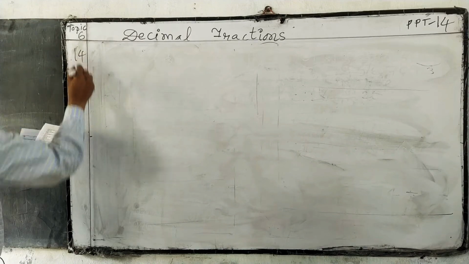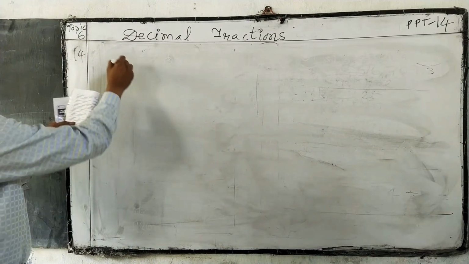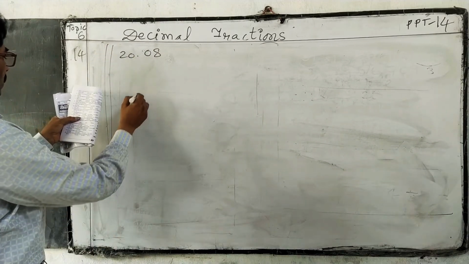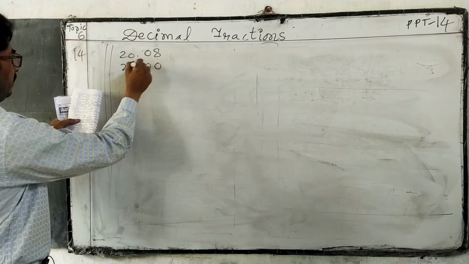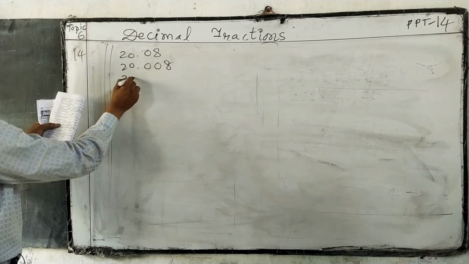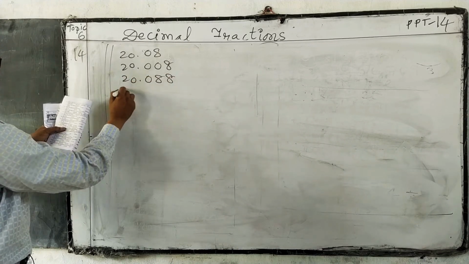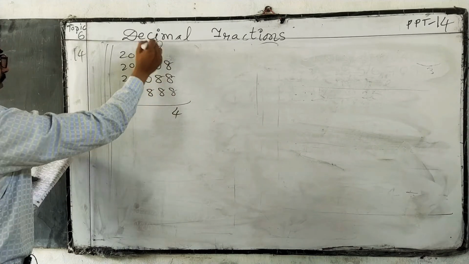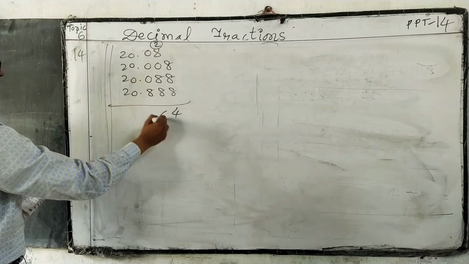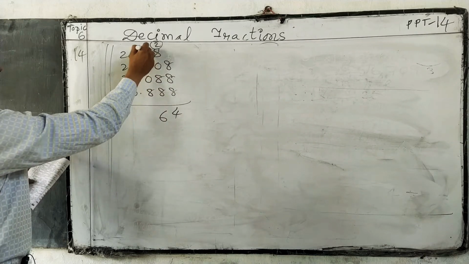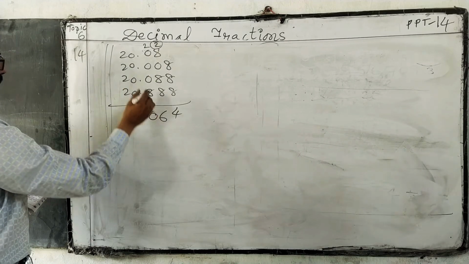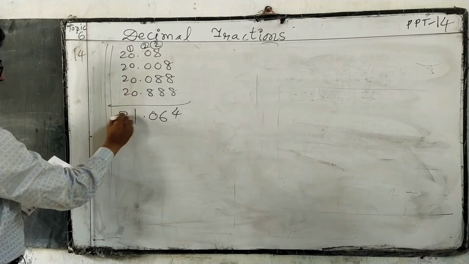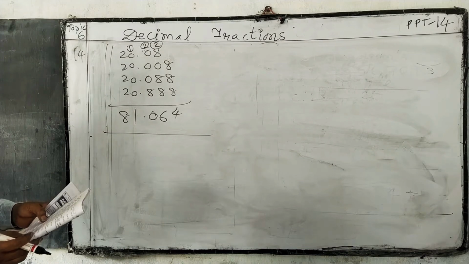14. What is the sum of 20.08, 20.008, 20.088, 20.888? Adding them gives 81.064. Option 1.